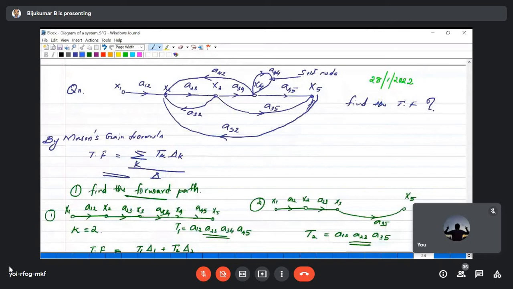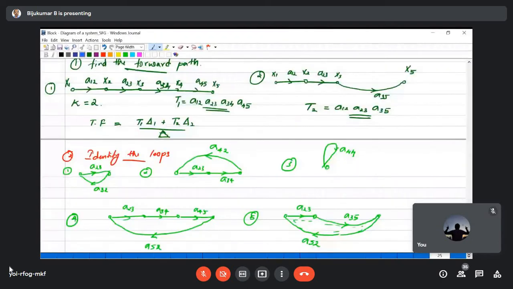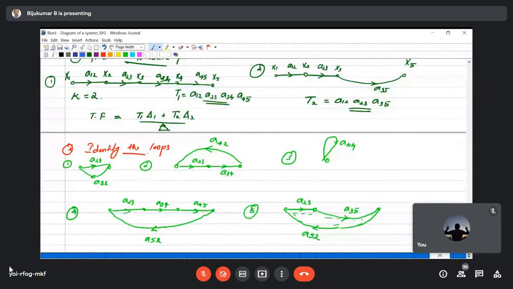And the next step is to identify the number of loops present in the signal flow graph. That means you have to start from a node, travel from that node, and again come back to the same node. That kind of path is called a feedback loop. Forward means we have to traverse from input node to output node. That part is called forward path. In order to find the gain, just multiply the branch gains, right?